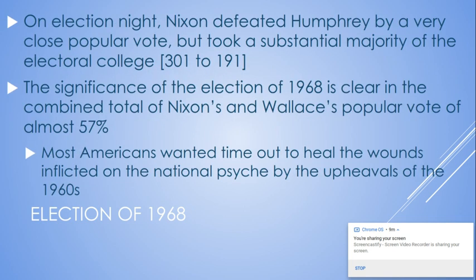On election night, Nixon defeated Humphrey by a very close popular vote, but took a substantial majority of the Electoral College, 301 to 191. The significance of the election of 1968 is clear in the combined total of Nixon and Wallace's popular vote of almost 57%. Most Americans wanted time out to heal the wounds inflicted on the national psyche by the upheavals of the 1960s.